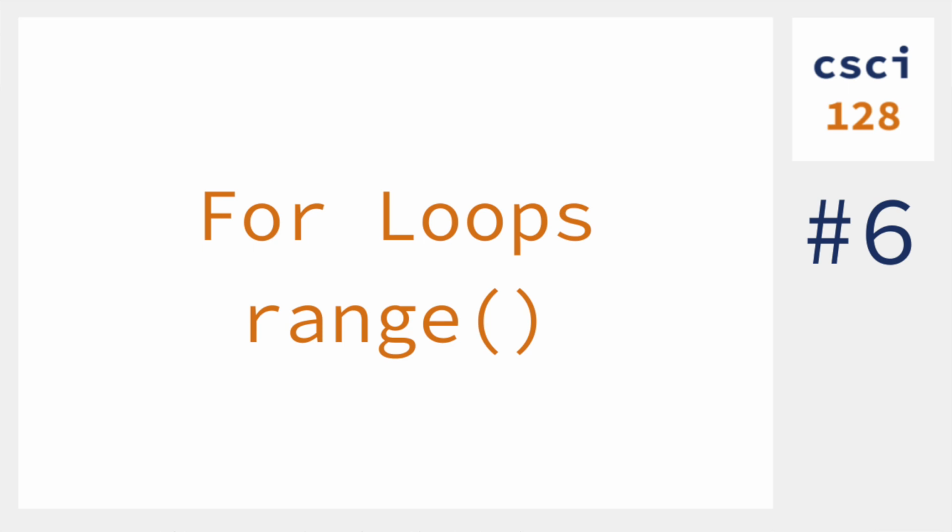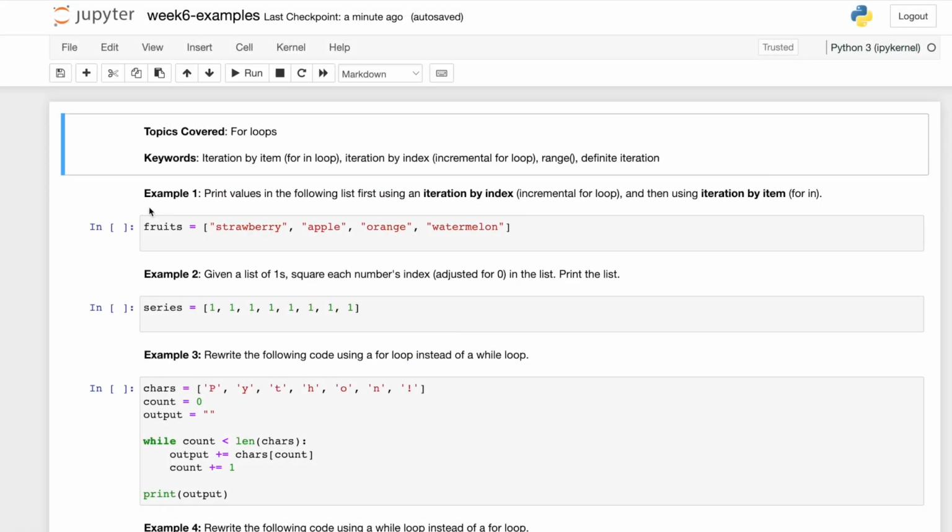Hey everyone, the topic of this video is for loops. So example 1 says to print values in the following list, first using iteration by index, which is an incremental for loop, and then using iteration by item, which is a for in loop.